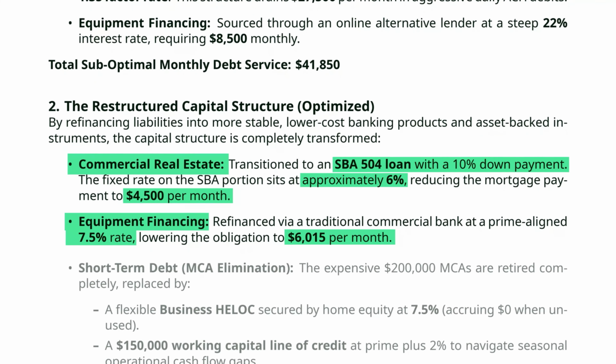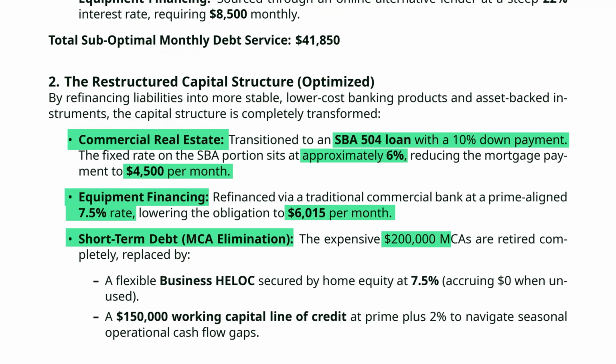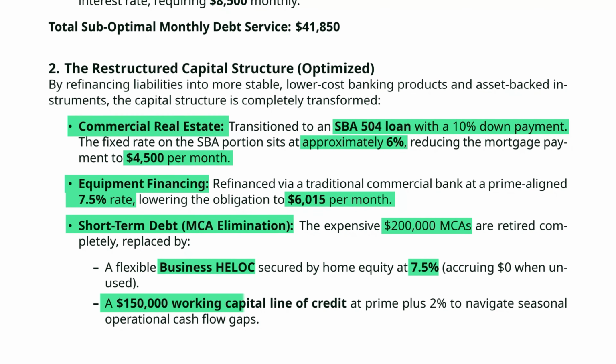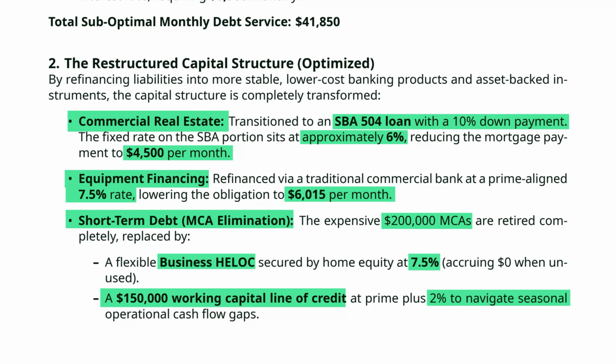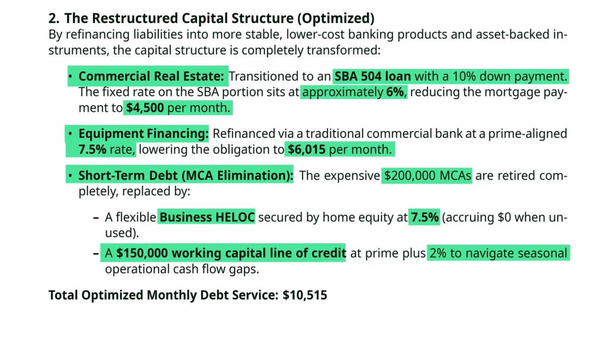And the MCAs get eliminated entirely, replaced by a business HELOC on the owner's home at 7.5%, which sits there as a revolving facility and costs nothing when it's not used, plus a $150,000 line of credit at prime plus 2 for working capital gaps. Add all of that up, and total monthly debt service drops to $10,515, which means $31,335 a month is going back into the operating account instead of debt service.